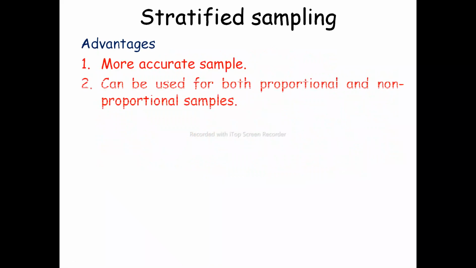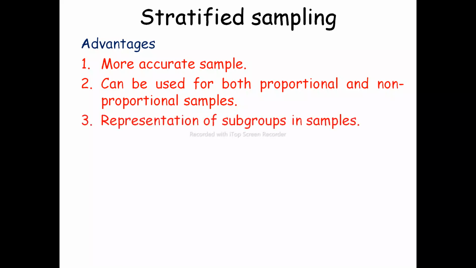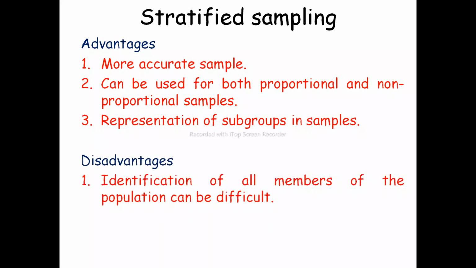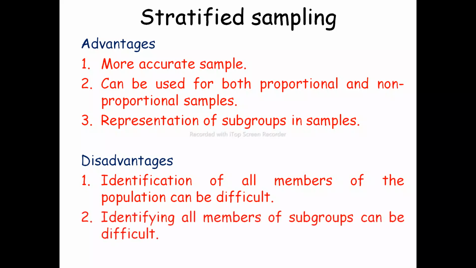Next, we'll see the advantages of stratified sampling. A more accurate sample, it can be used for both proportional and non-proportional samples, and there is representation of subgroups in the sample. Disadvantages are that identification of all members of the population can be difficult, and identifying all members of subgroups can be difficult. Okay, so this was all about stratified sampling, but I want to revise this so that there shouldn't be any doubt in your mind.